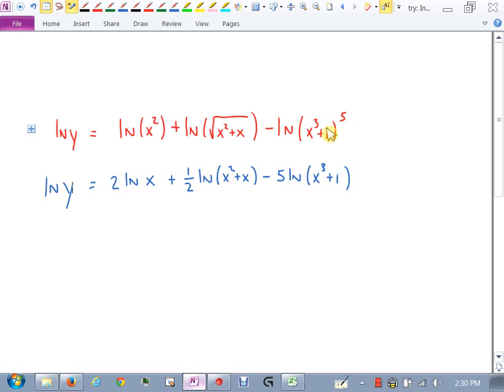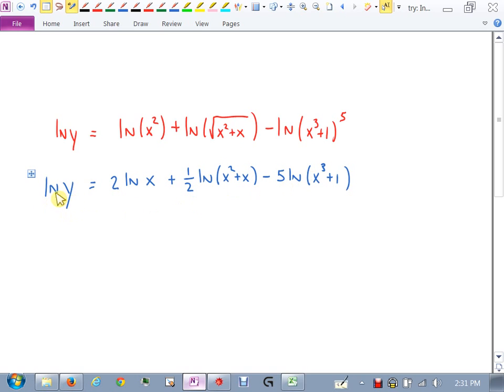That 5 applied to everything in here, so it could come out. The square root applied to everything in here, so it could come out. That 2 applied to the x, and so it could come out. So we are pretty much at a point that we have to try and take a derivative. But we've cleaned this thing up significantly, right? We've made it 3 different expressions, haven't we? We can differentiate each one separately.